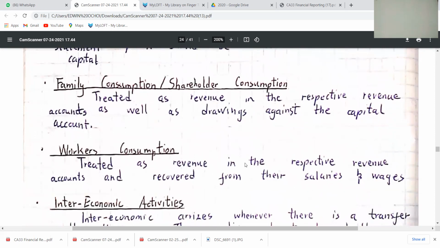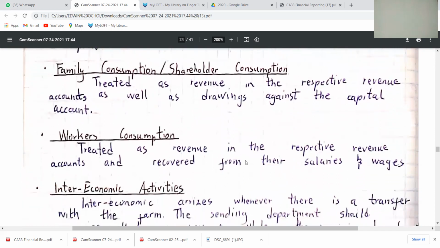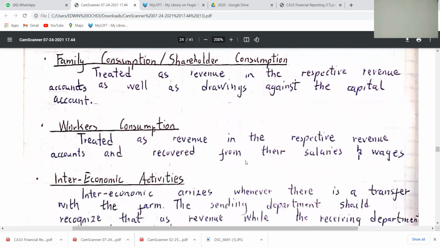Then we have the workers' consumption, treated as revenue in the respective revenue account.